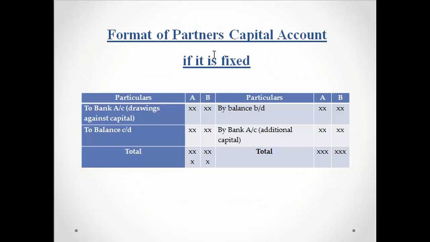Now I will explain the format of a partner's capital account if the capitals are fixed. Here also my partner's capital account starts with the first item, by balance brought down. When I write by balance brought down on the credit side, if capitals are fixed, these are the opening balances of capitals separately for A and B. What is the meaning of this item, by bank? Somebody has introduced additional capital. Additional capital is a transaction connected with capital, and this amount has to be entered in the partner's capital account if the capitals are fixed.